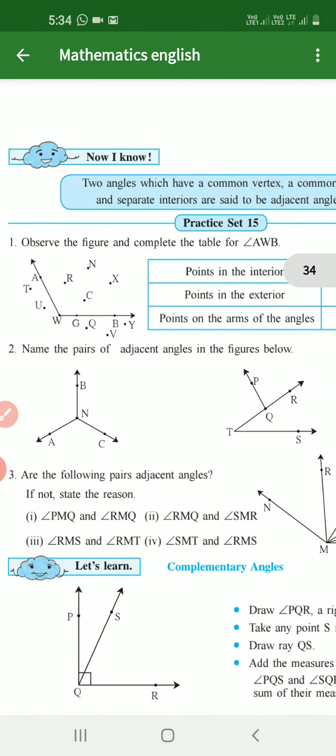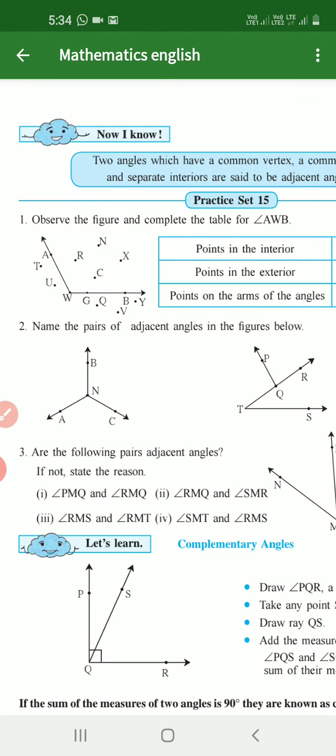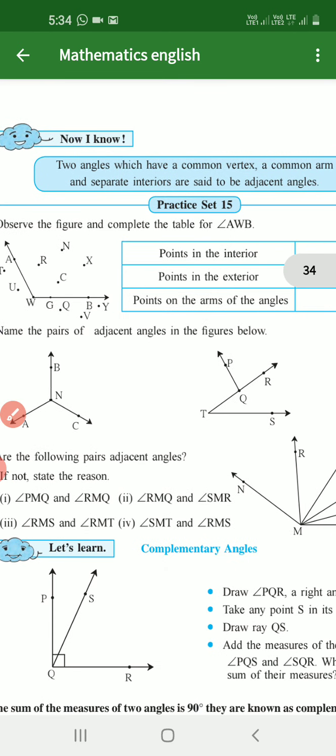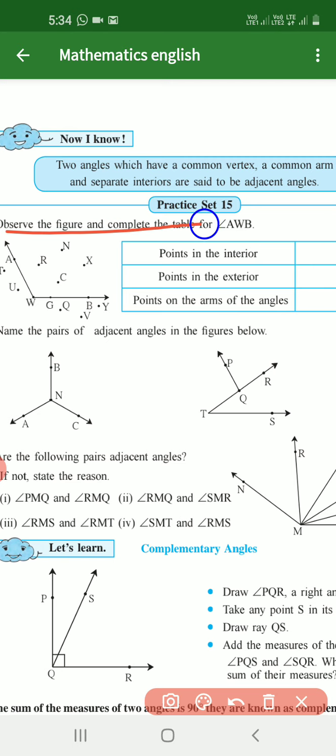That is about practice set 15. Observe the figure and complete the table for angle AWB. Okay, this is the first question. Now, points in interior, you will see which are the points in interior. Points R and C, Q, X, C, these are the points in the interior.